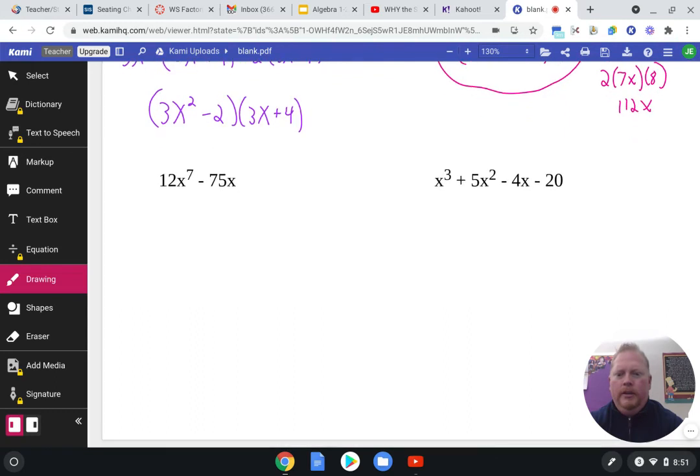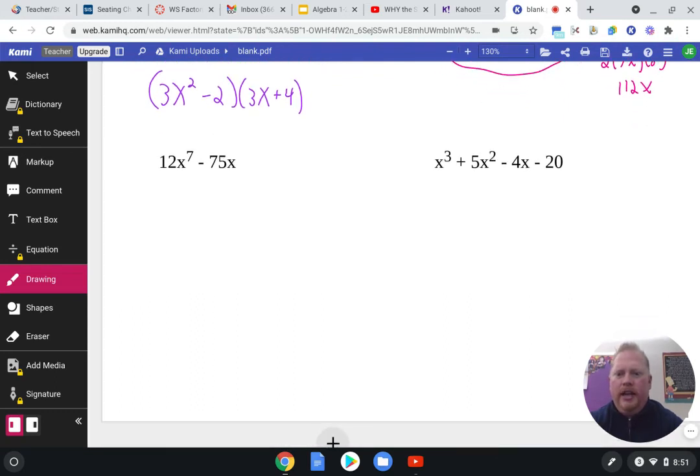Next problem. First thing I want to do is check for a GCF. Looks like 3 can go into there, and x. So divide by 3x, and I get 4x to the 6th minus 25. So then, ask yourself, can it be factored anymore? Well, it looks like those are both perfect squares.